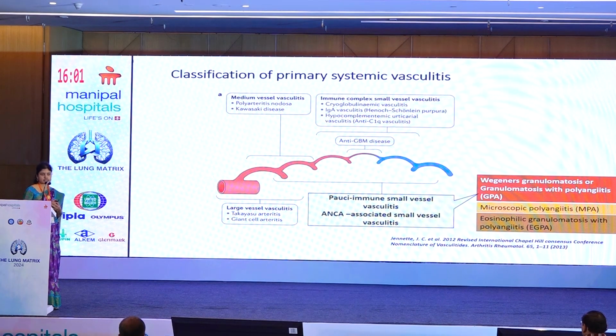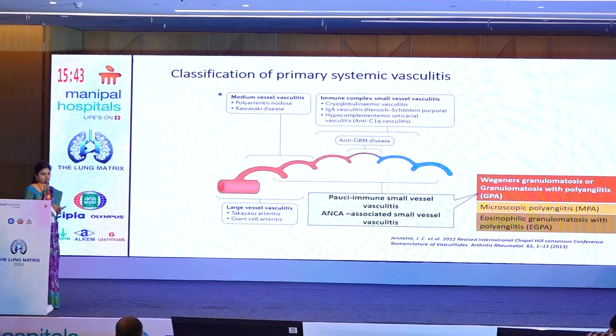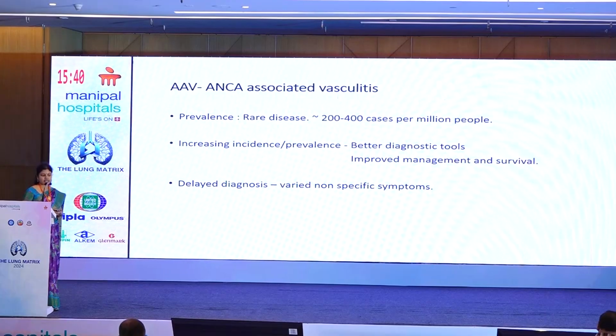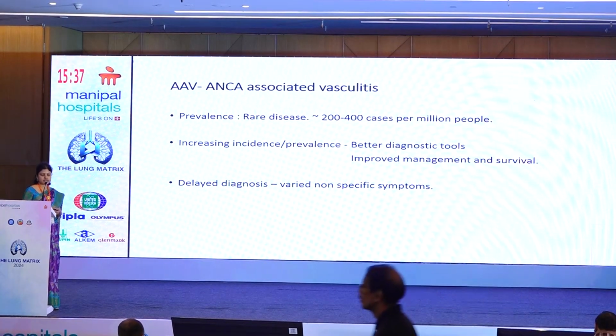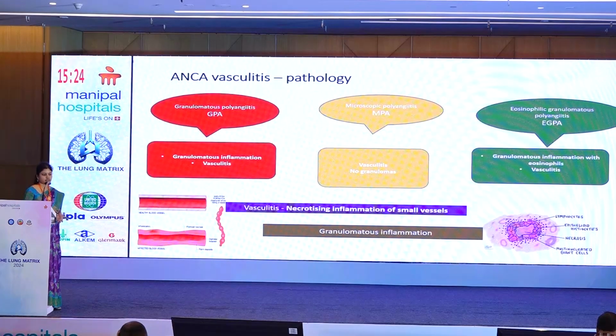ANCA associated vasculitis comes under the category of post-immune vasculitis. In this ANCA vasculitis, we see three different phenotypes: Wegener's granulomatosis, now called granulomatosis with polyangiitis, which I will call GPA; microscopic polyangiitis, that is MPA; and the third is eosinophilic granulomatosis with polyangiitis, that is EGPA. It is a very rare disease, but there is increased incidence and prevalence nowadays with better diagnostic tools, and improved management and survival with the advent of novel agents. Still, there is a delay in diagnosis of these rare diseases because they have varied non-specific symptoms.